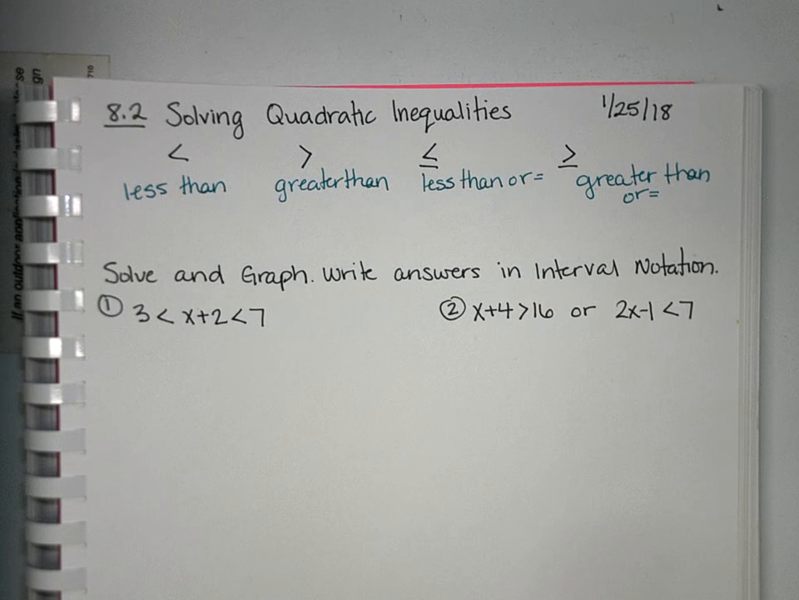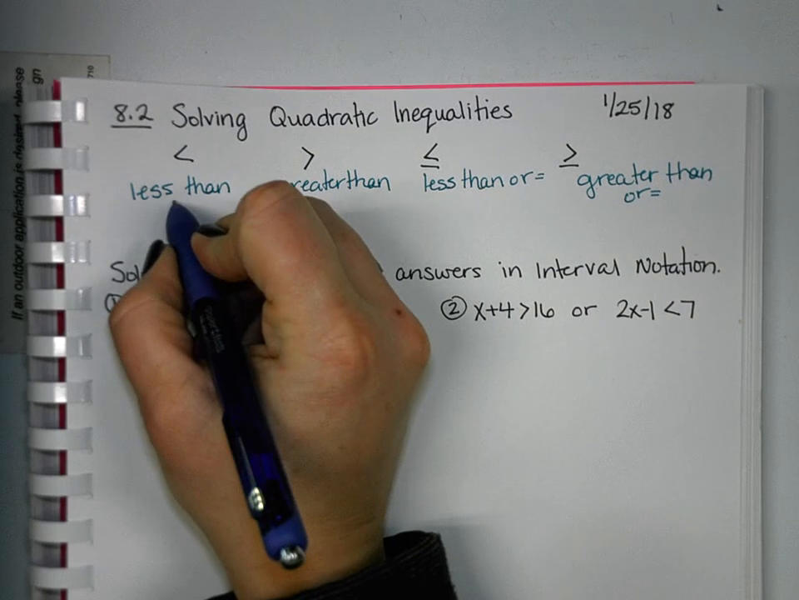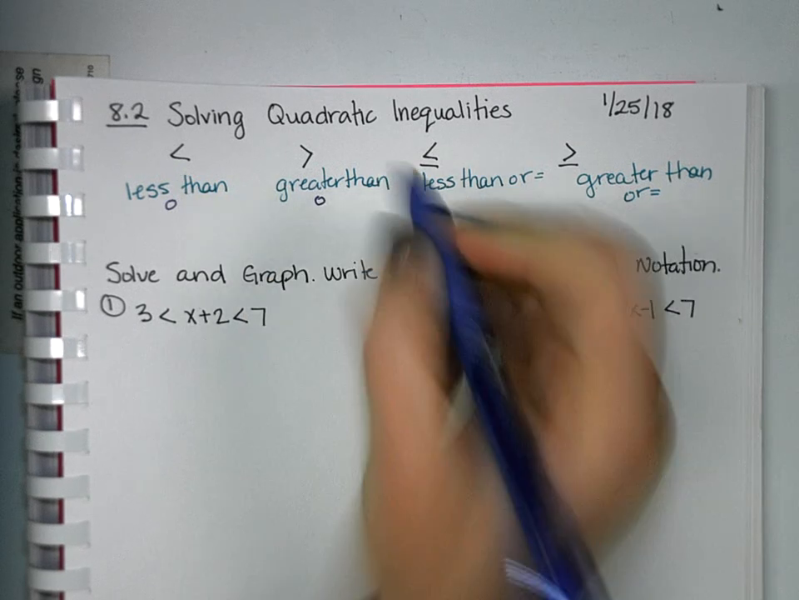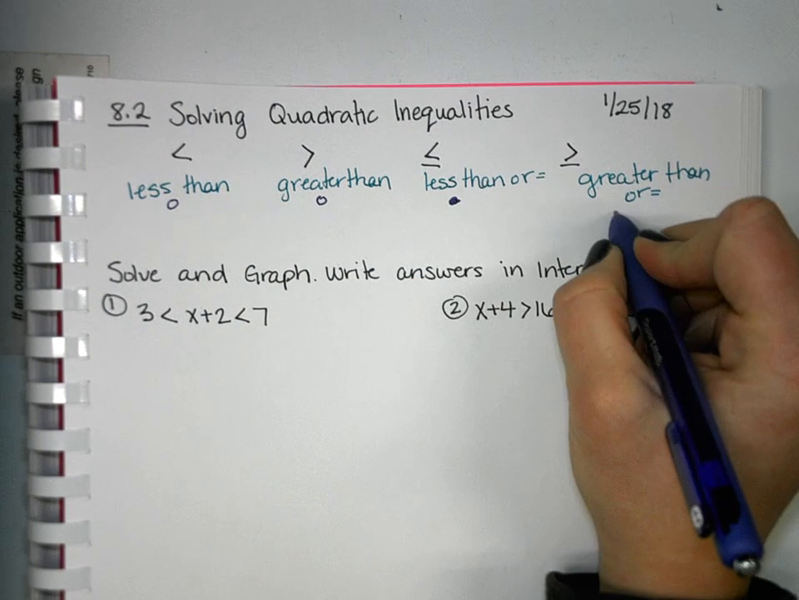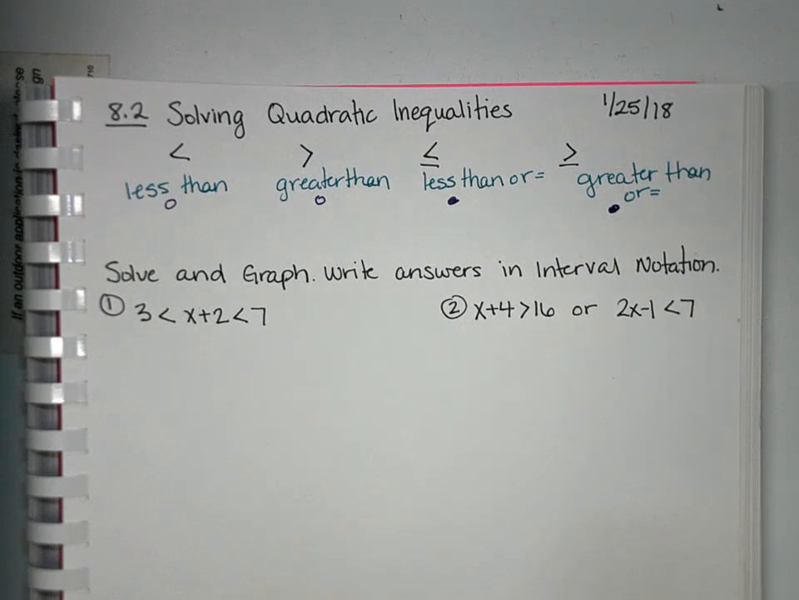So when it comes to doing the graphs on the number line, less than gave us an open circle and greater than gave us an open circle. Less than or equal to gave us closed. Greater than or equal to also gave us a closed.